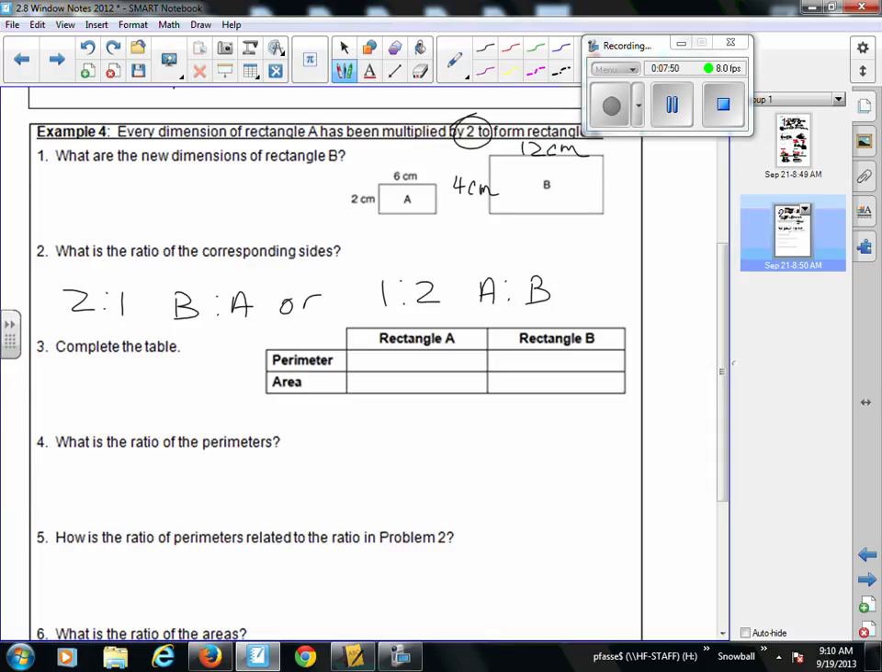Rectangle A, the perimeter, we simply add up all the sides. This is 6 and this is 2, so I have 8, 16 for the perimeter. For rectangle B, the perimeter would be 12 plus 4 would be 16, and then we have that again, which would be 32. And we see the perimeter is in a ratio of 1:2, as we talked about, from A to B.